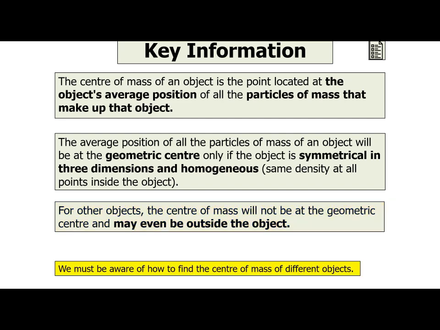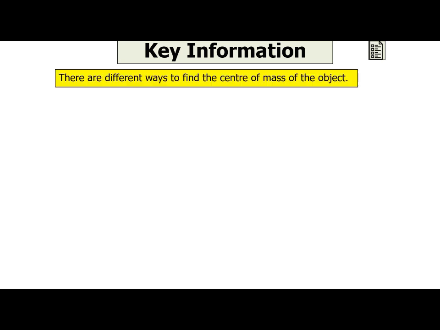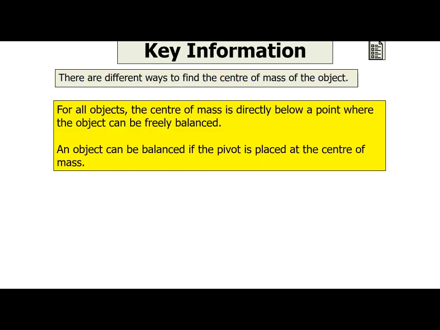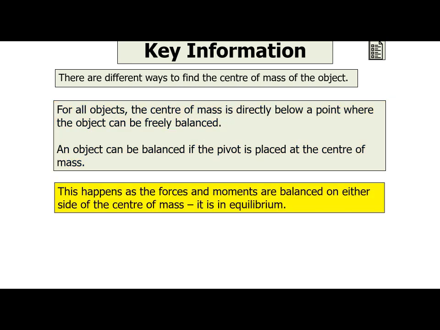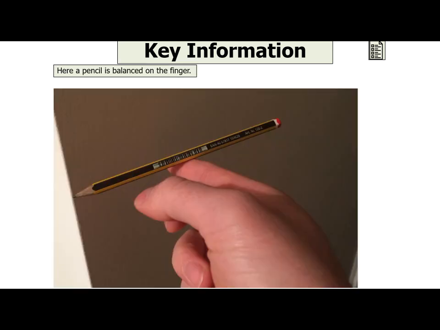Now we must be aware of how to find the centre of mass of different objects. There are different ways to find the centre of mass of an object. For all objects, the centre of mass is directly below a point where the object can be freely balanced. So an object can be balanced if the pivot is placed at the centre of mass. This happens as the forces and moments are balanced on either side of the centre of mass. It's in equilibrium. So in this situation, a pencil is balanced on a finger.